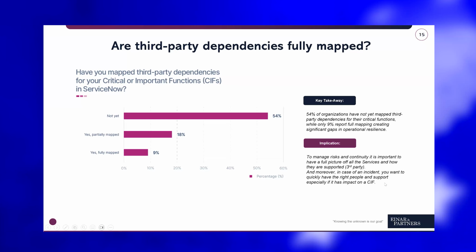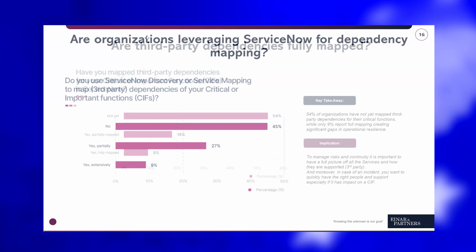So again, what we see here is that to actually manage risk, it's super important to have the full picture of these services to critical functions, but also how that ties into third-party aspects. And especially if you want to open an incident, you want to know exactly which third party is involved, of course.